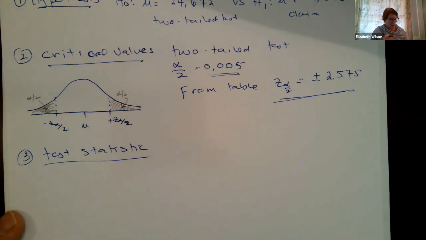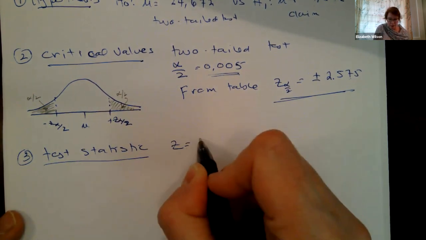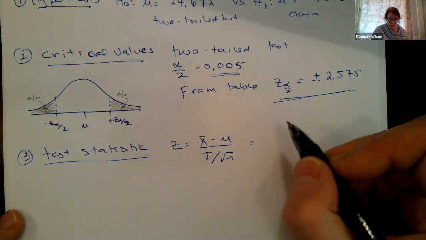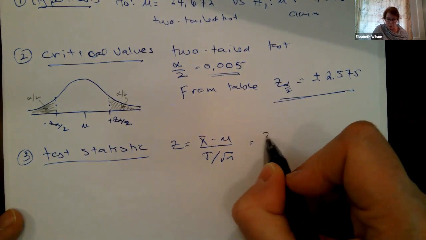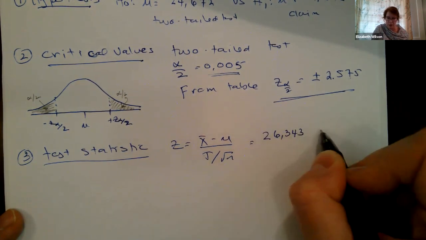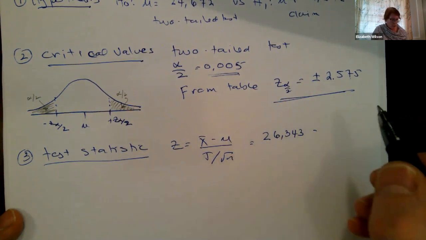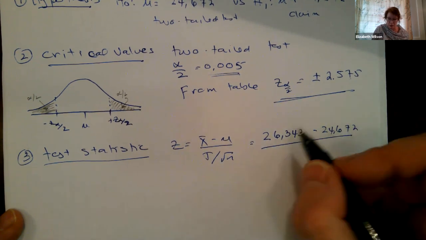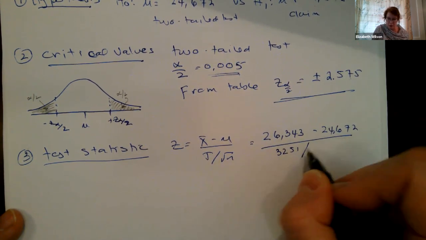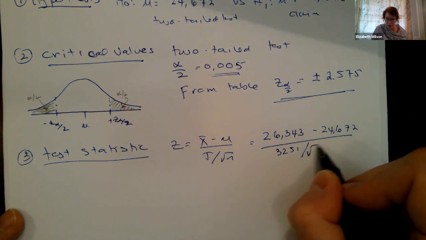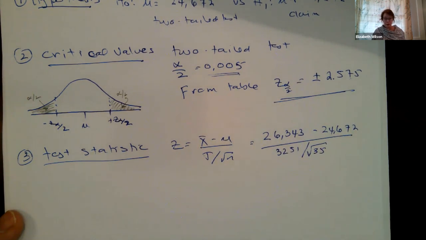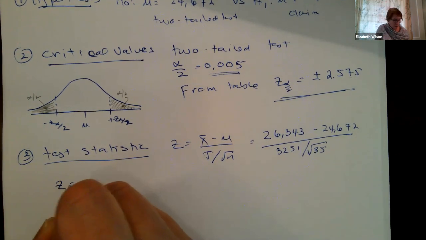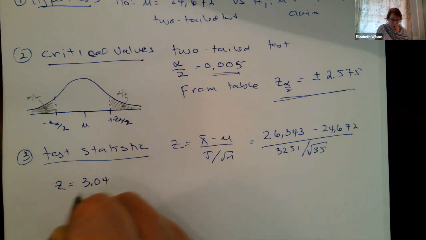So my test statistic comes from the data that we're working with. My Z, remember, is X bar minus mu over sigma over radical n. I'm going to plug in what we have. My x bar is the value at this hospital, 26,343. That comes from this local hospital. Mu is our population, 24,672. Divided by the standard deviation they told us, 3,251. And then they looked at 35, so radical 35. I'm going to plug it all in, multiply, divide out, and I'm going to get my test statistic z value equals 3.04.